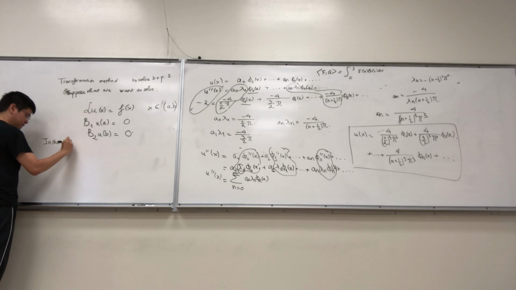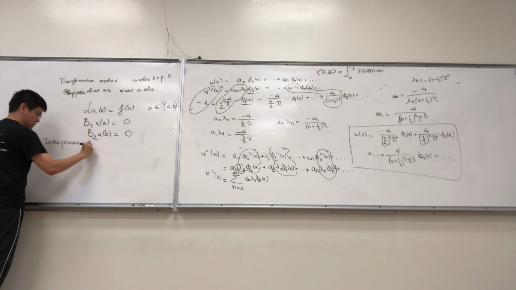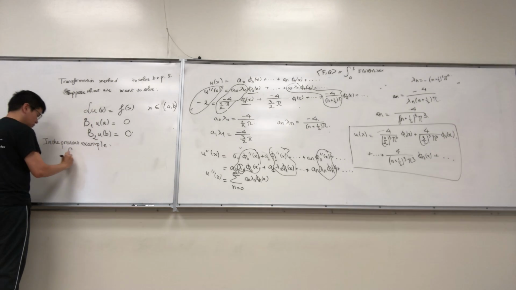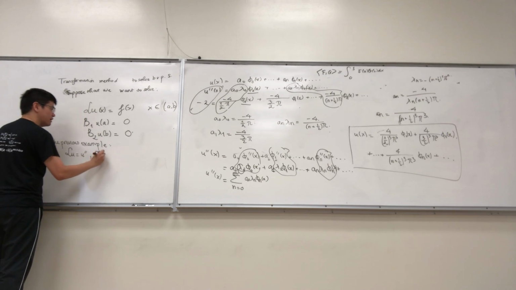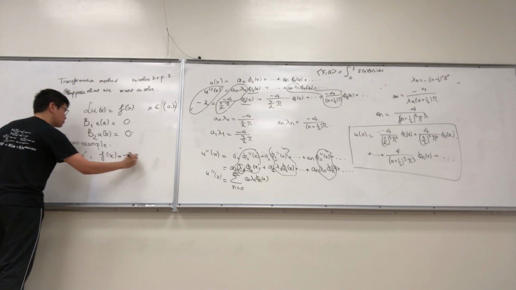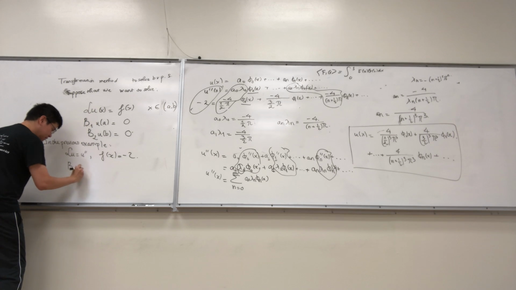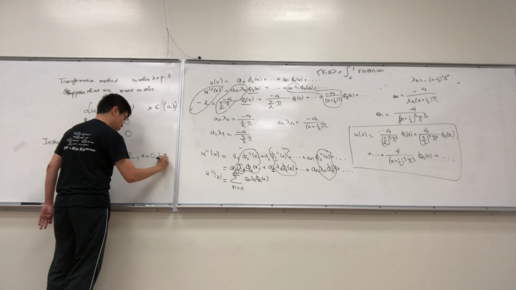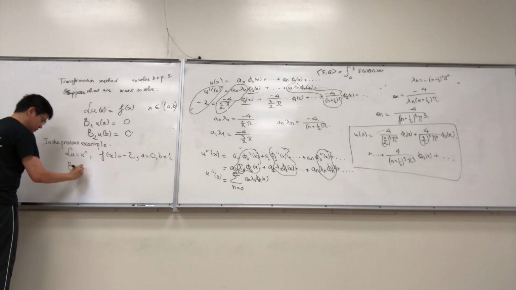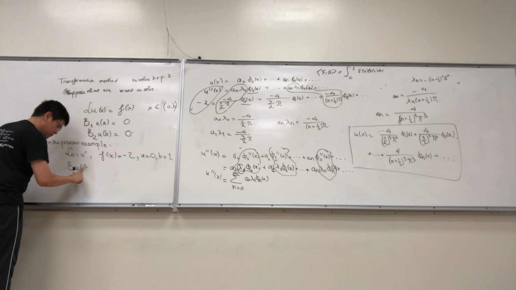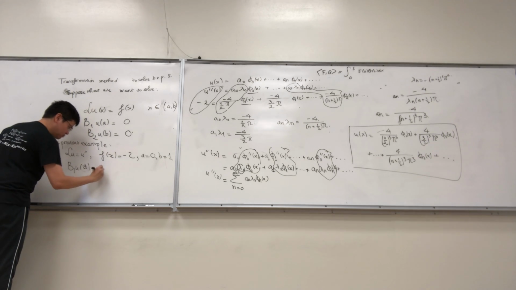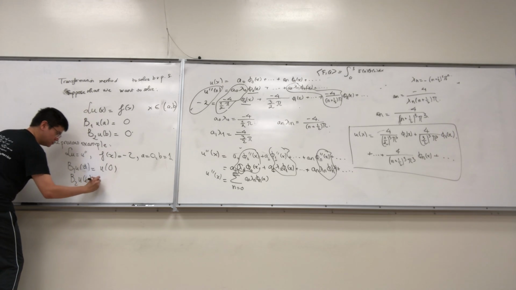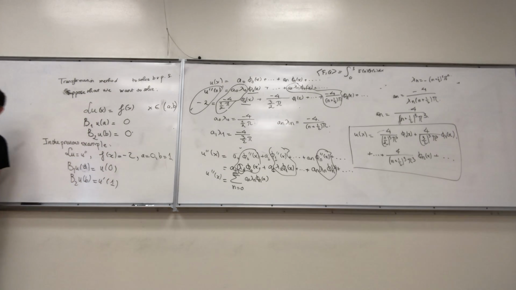So in the previous example, L of u is u second, f of x is minus 2, and a is 0 and b is 1. So the boundary condition at a becomes u at 0, and the boundary condition at b becomes u prime at 1, right?